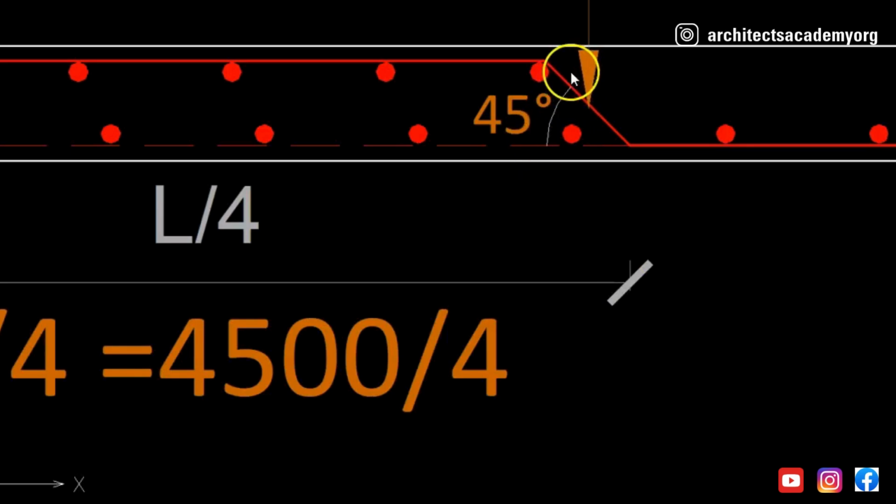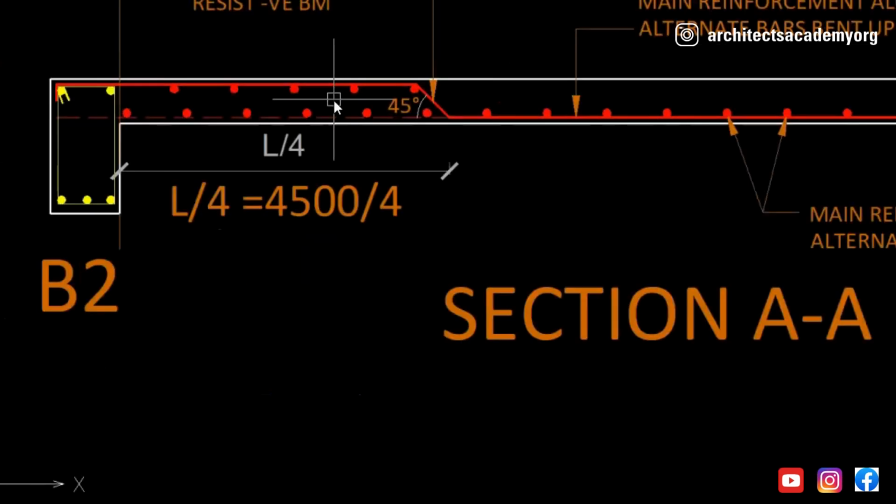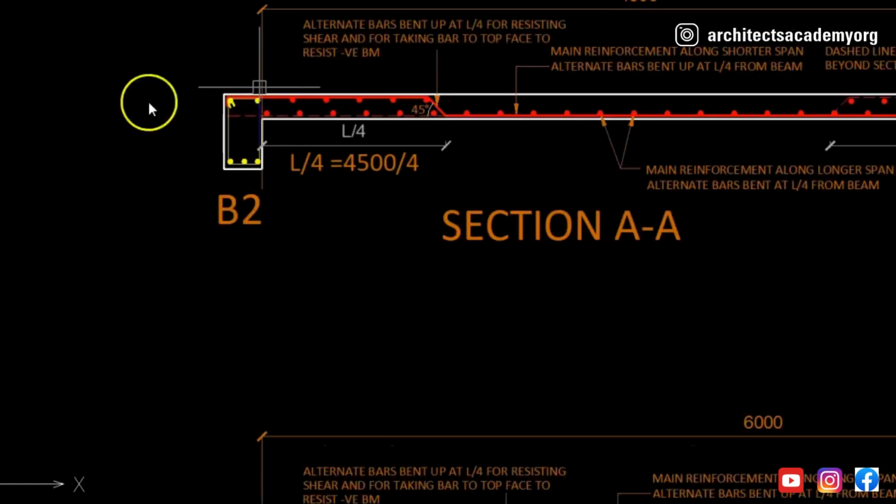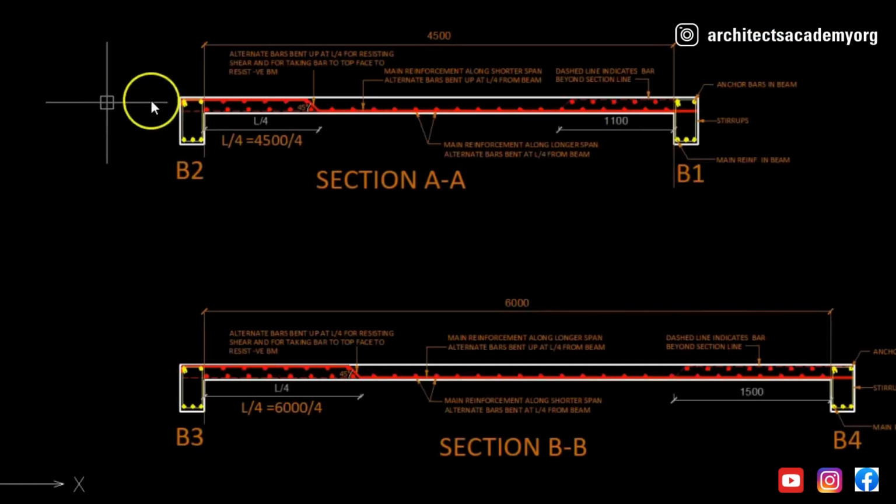You will also realize that this bent up bar is bent up at an angle of 45 degrees. The reason is the shear resistance given by the bent up bar: shear acts at an angle of 45 degrees, and therefore the bar is in the opposite direction of the shear crack formation, and so it is at 45 degrees like this. We'll see more about shear force in some later video, but just remember that there are alternate bars which are bent up like this at L/4 from the beam.